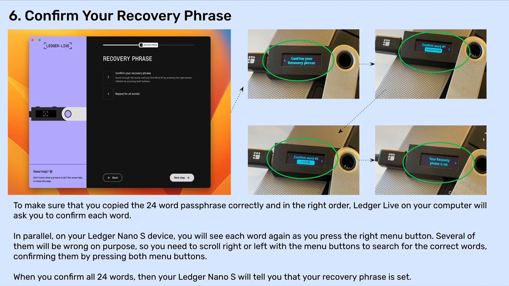Several of them will be wrong on purpose, so you need to scroll right or left with the menu buttons to search for the correct words, confirming them by pressing both menu buttons. When you confirm all 24 words, then your Ledger Nano S will tell you that your recovery phrase is set.